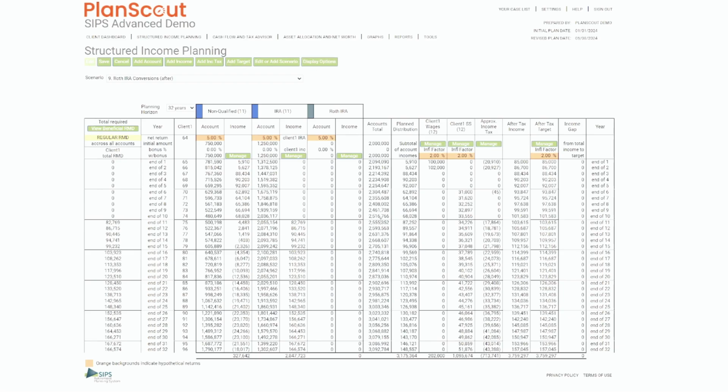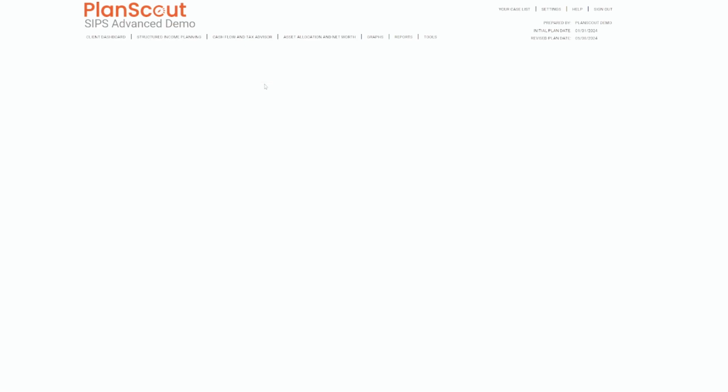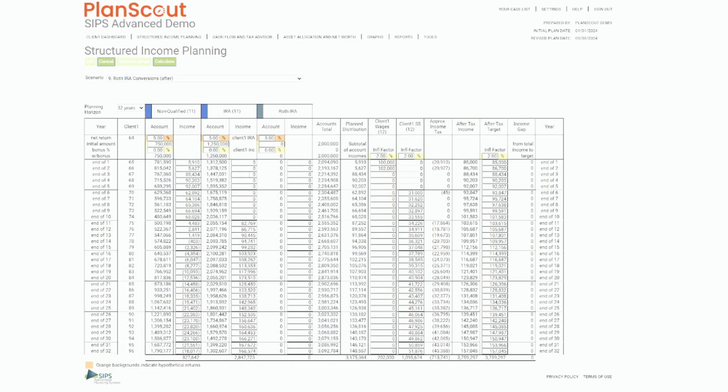Now, we can do some trial and error here. We can go between the IRA and the Roth and experiment with how much we can withdraw from the IRA and save to the Roth. But if you have a SIPS Advanced subscription, then you already have dynamic mode here, and this will also let us iterate and find what our sweet spot is going to be. So I'm going to start with $50,000, showing us a withdrawal out of the IRA, and then a savings into the Roth.